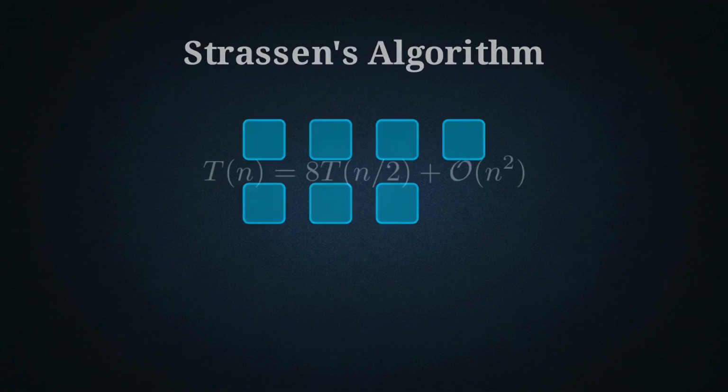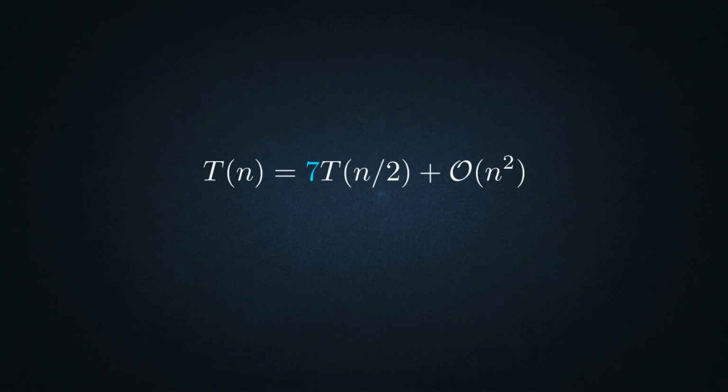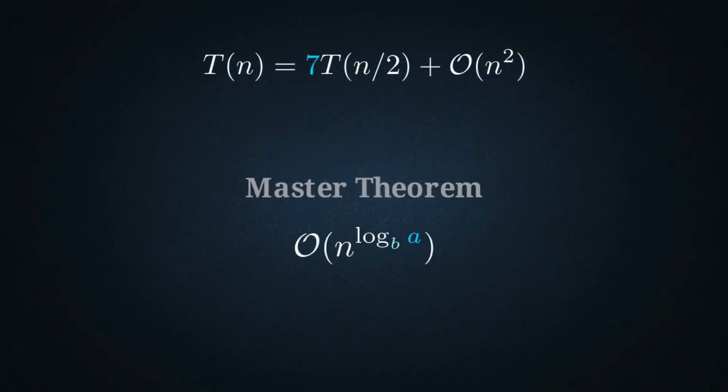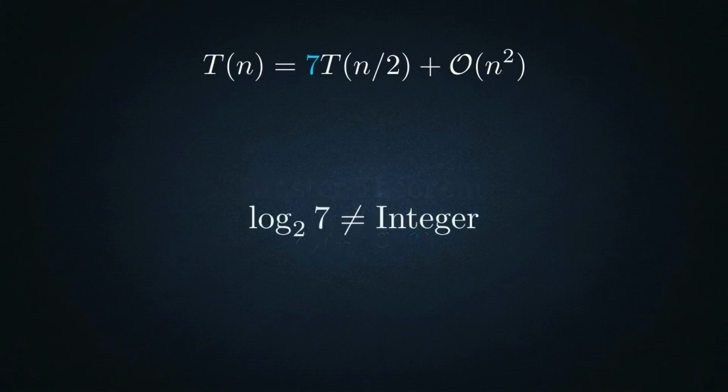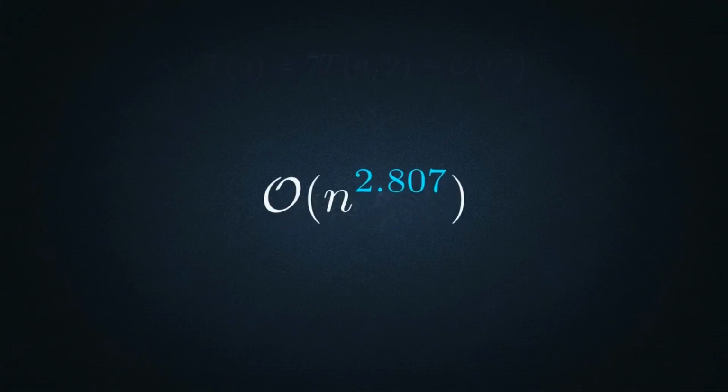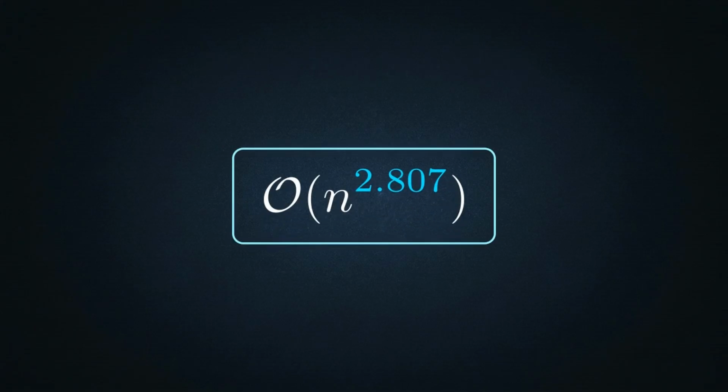Reducing multiplications by just 1 changes the core recurrence relation. Reapplying the master theorem, our branching factor is now 7. Because 7 is not a power of 2, the logarithm is no longer an integer. Log base 2 of 7 is approximately 2.807. This gives Strassen's algorithm a time complexity of O of n to the power of 2.807.